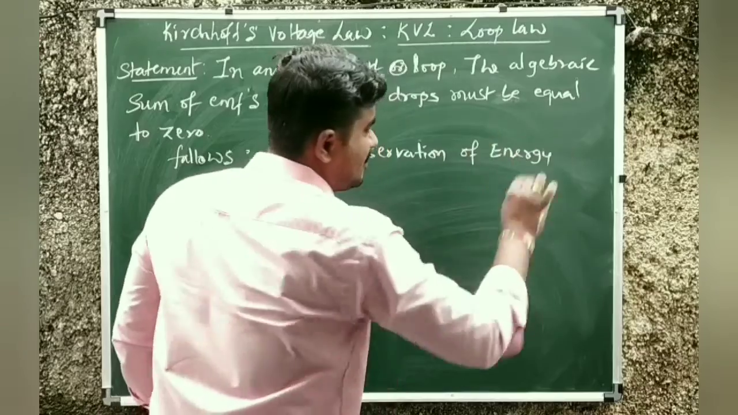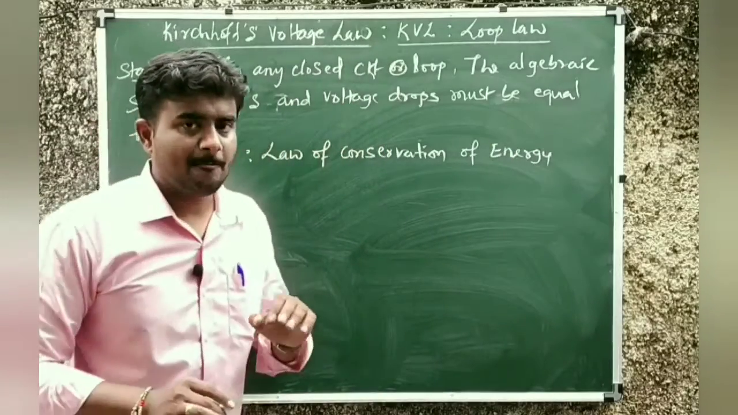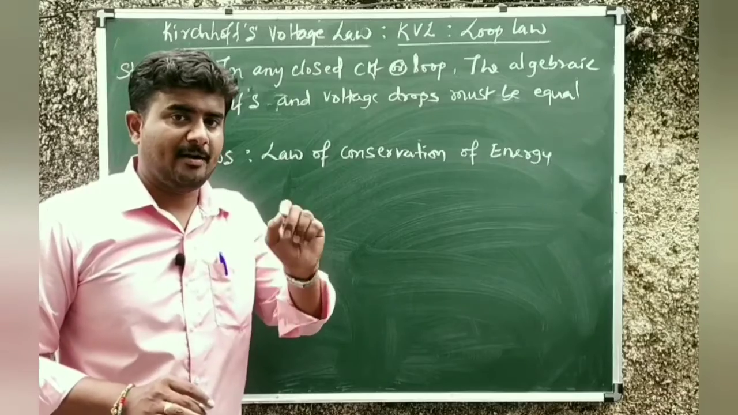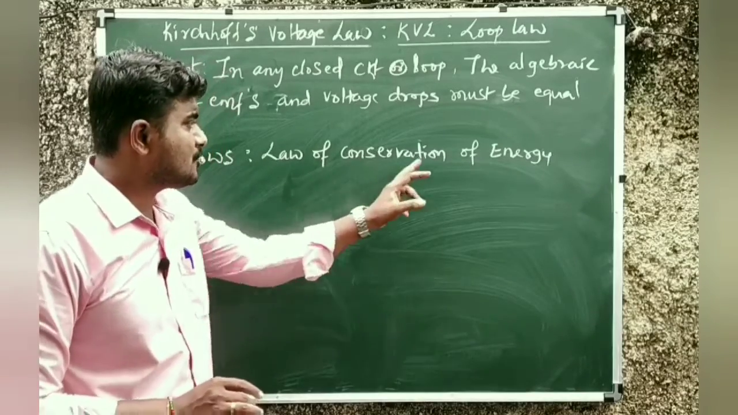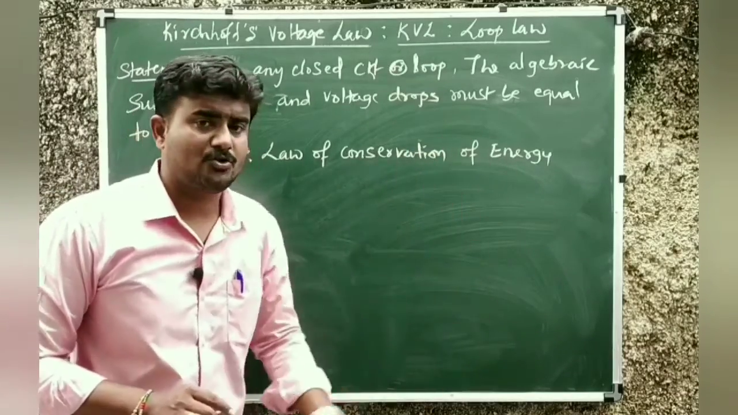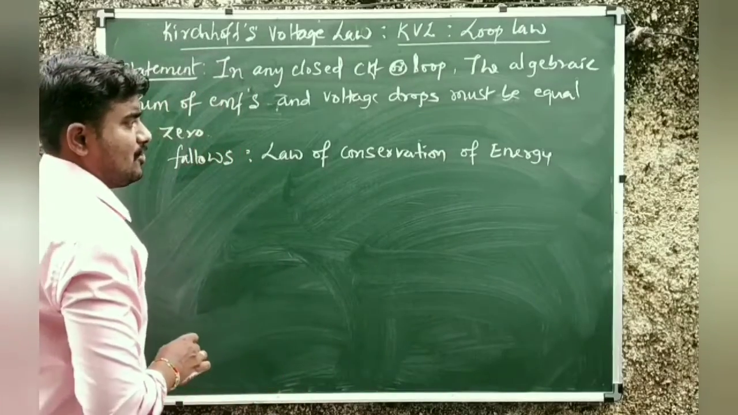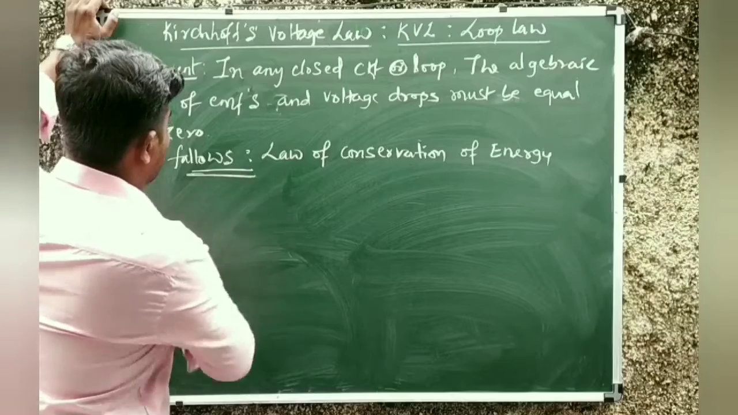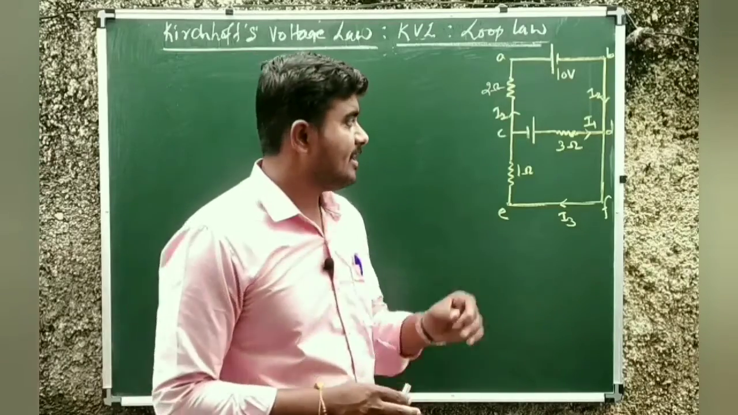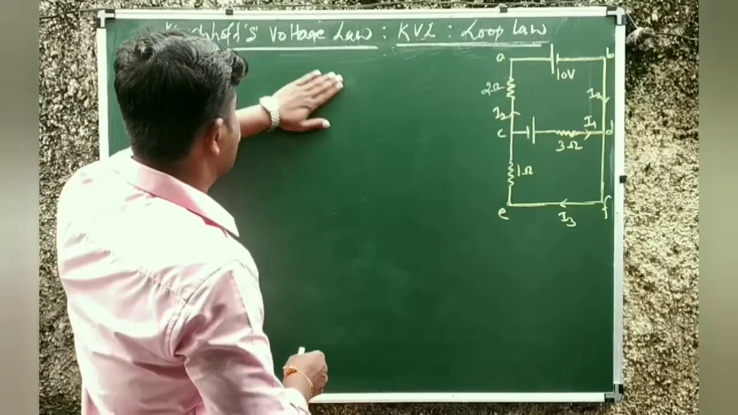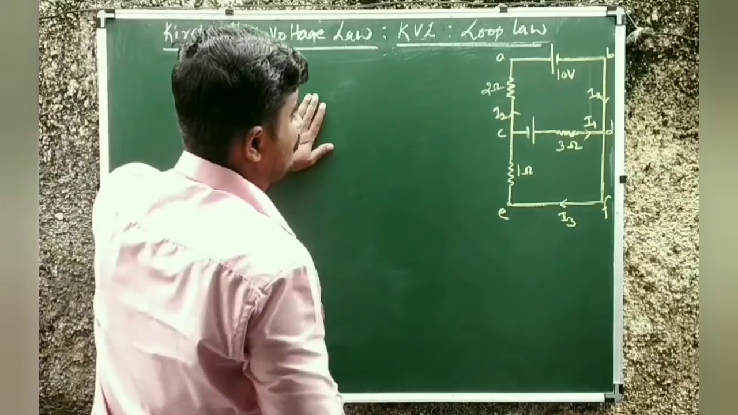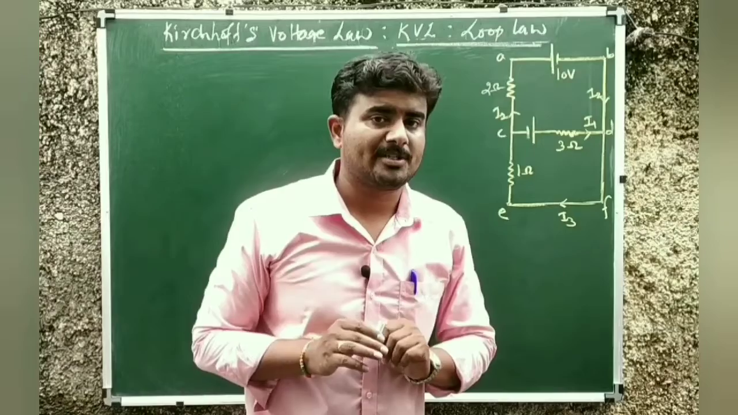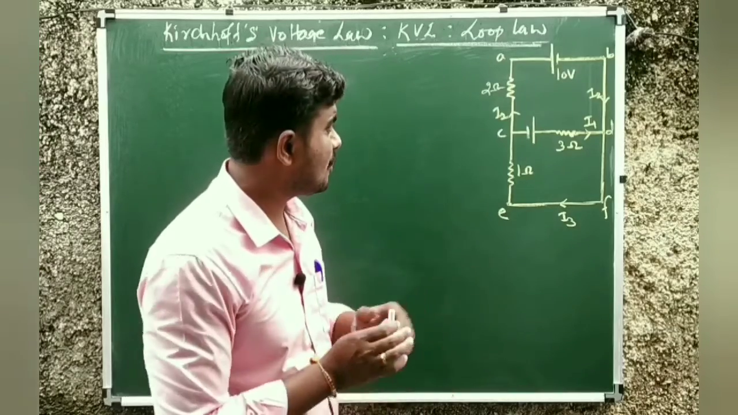Because voltage drop is there, voltage is nothing but potential, and the potential is nothing but what? Work done, and work done ultimately results in what? Energy. Therefore, it works on the principle of the law of conservation of energy. Remember this point. So let us now understand KVL, that is Kirchhoff's voltage law, with the help of this illustration. Before we go for the illustration, we must understand the sign conventions.